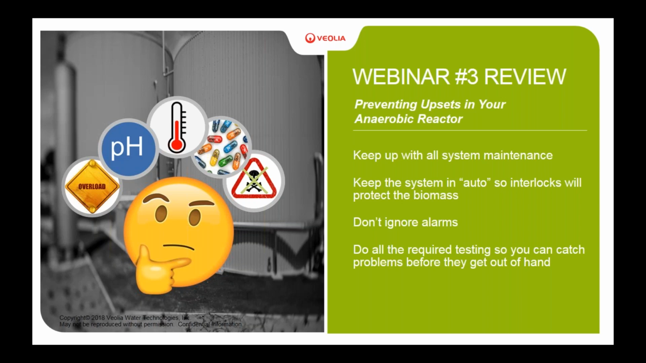A lot of issues come when things go into manual and they don't get put back. Don't ignore alarms. A lot of times there are a lot of nuisance alarms, but you need to take a look to make sure that everything is there. An alarm means something isn't working, whether it be the instrument or actually something in the system. And we talked about doing the testing requirements on a daily or weekly basis to make sure to monitor your system and have some historical data to look back on.